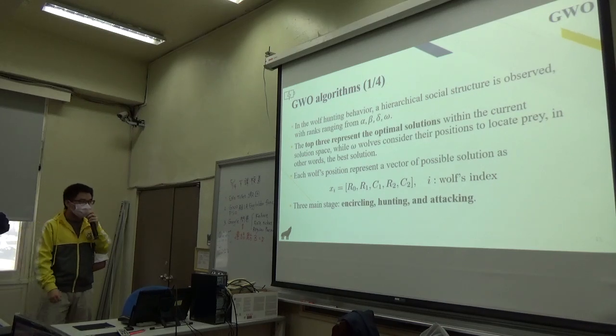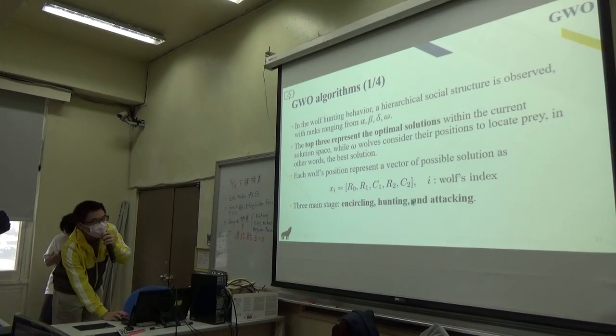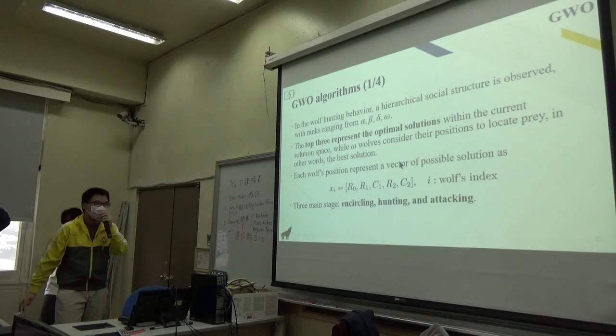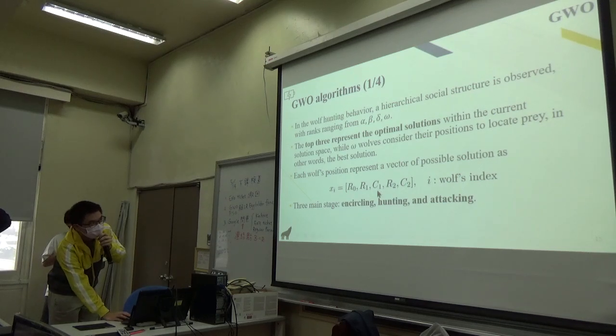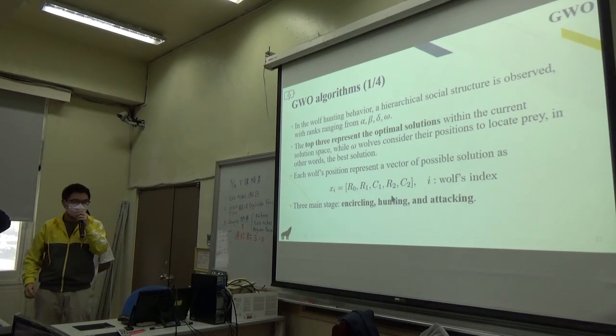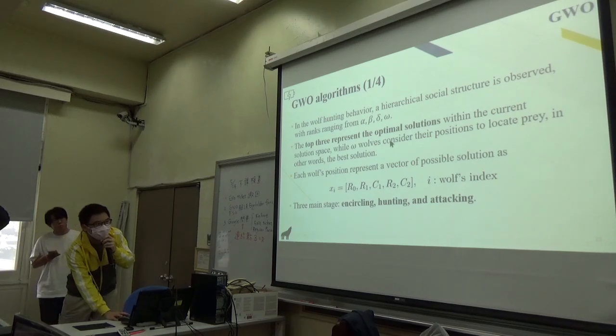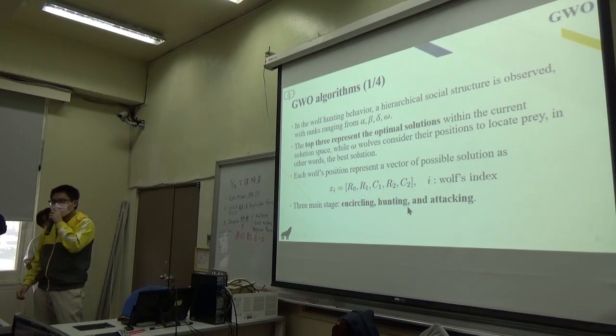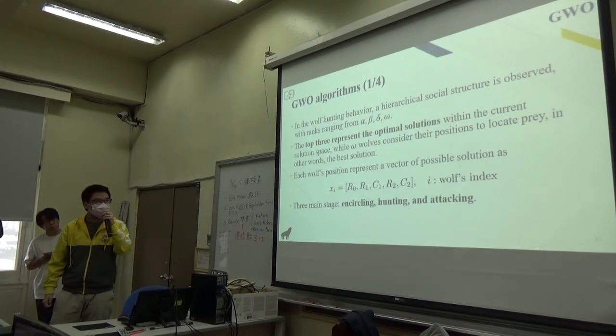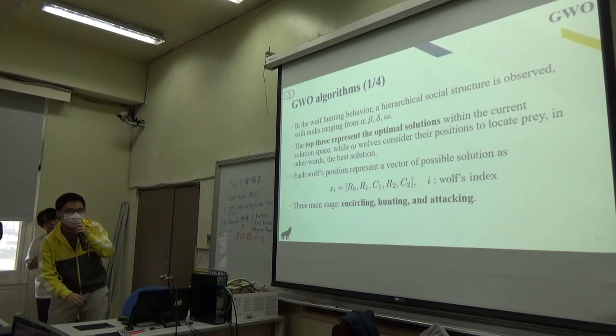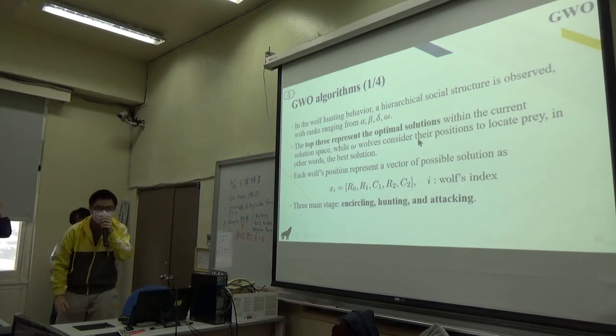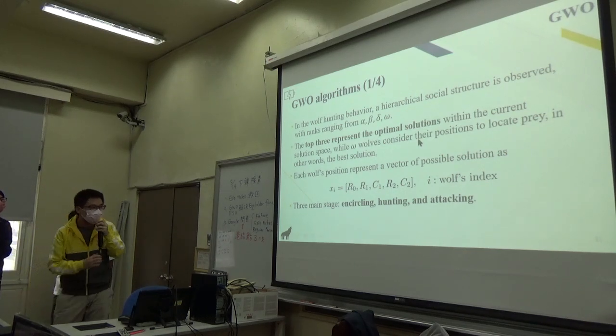And in the next chapter we need to characterize 5 parameters, so we convert it into a vector form, so we can easily use the GWO algorithm. And i is the wolf index.